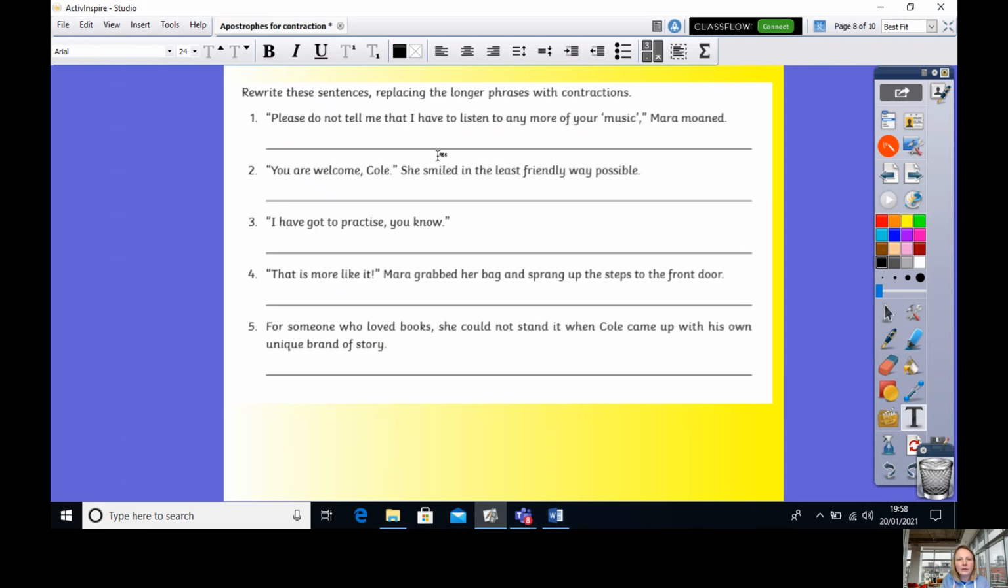So for this first sentence, we're writing the whole sentence out again, but you would put the speech marks and then you would write, please don't, instead of do not tell me that I, and then you'd carry on the rest of the sentence up to the full stop at the end. Okay, there's 5 sentences there. Pause the video while you type them in or write them into your book and then come back to us when you have finished.